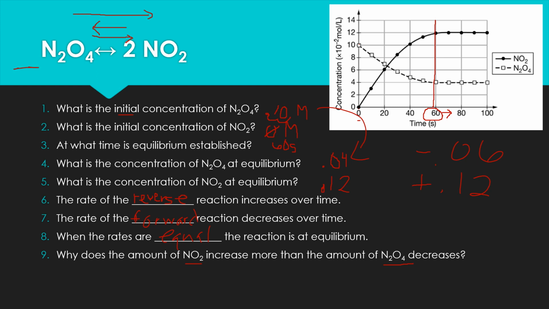For every one N2O4 that we react, we're making 2 NO2s. So we're going to make twice as much of that. It's because of our balanced reaction, our mole ratio. So NO2 increases at twice the rate that N2O4 decreases because it has that coefficient of 2. We're making 2 of those every time we react one of the reactant. So that's why we get that doubling of the rate, or of the concentration.